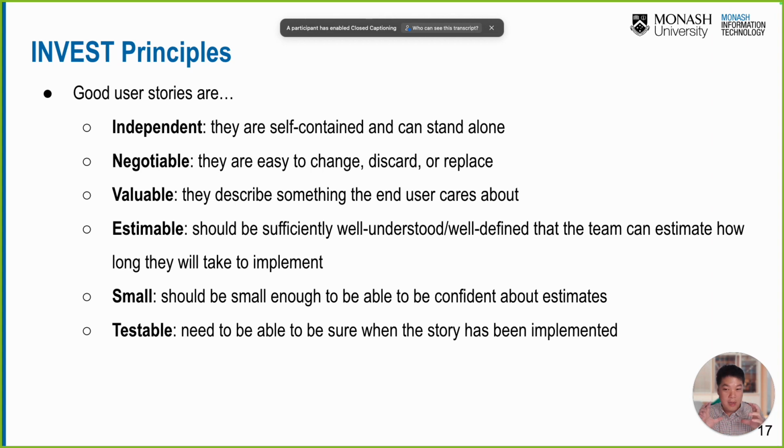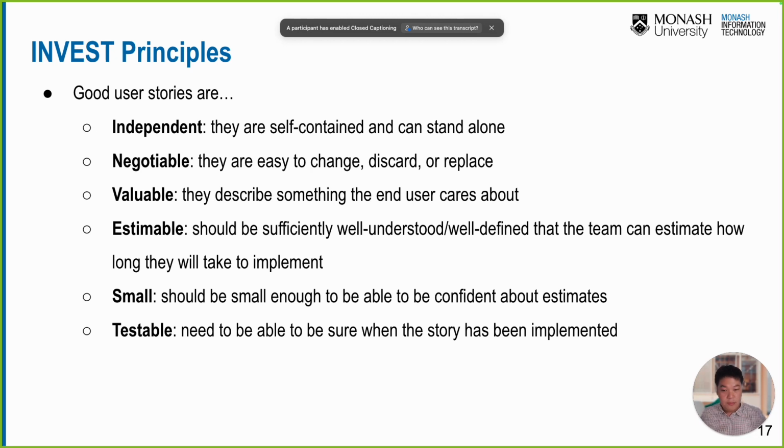That means it should be a good size so that we can estimate how long it will take to implement this feature, to implement this user story. It should be small enough to be confident about the estimate. If it is too large, then it's hard to estimate, right? For example, as a user, I want an online shopping system. Probably this is too large because an online shopping system contains many features, right? It's not small enough, so this is not a good one.